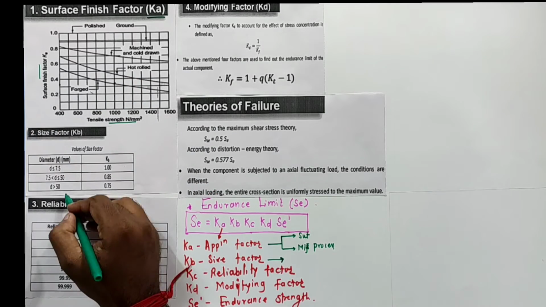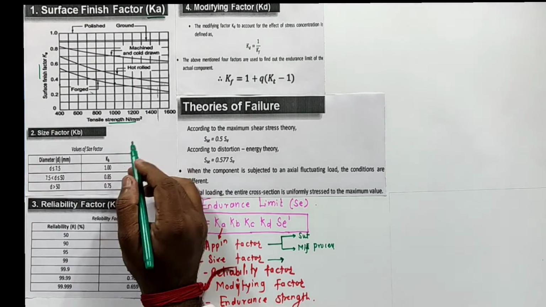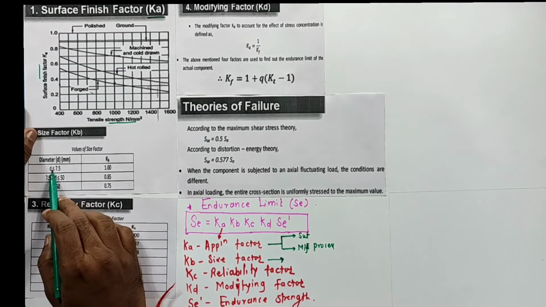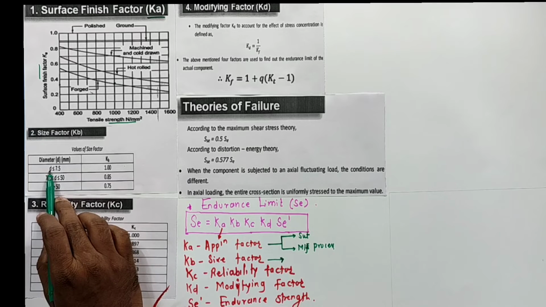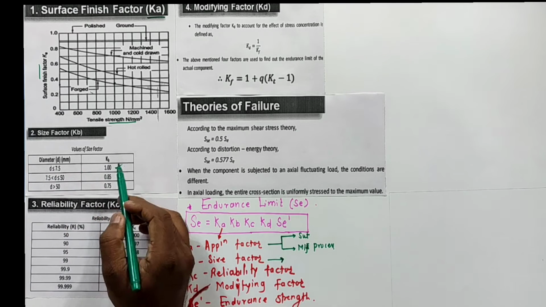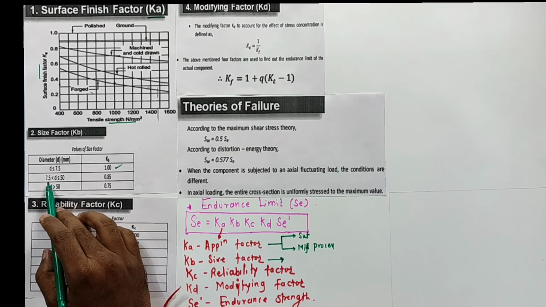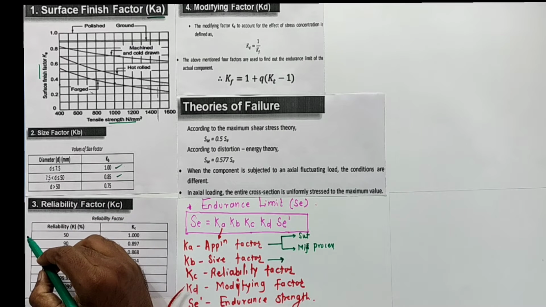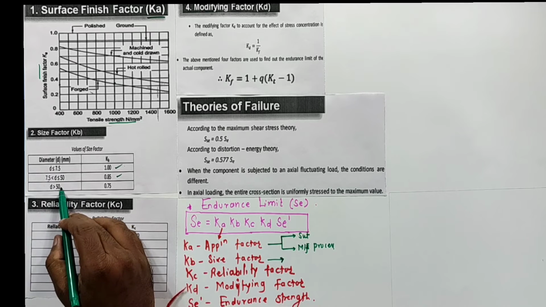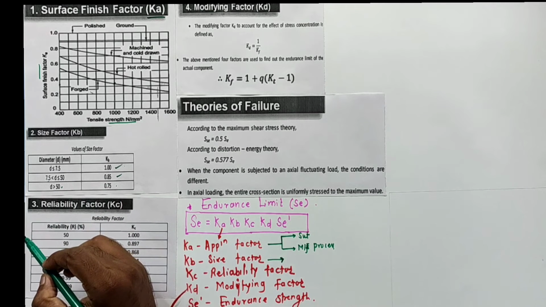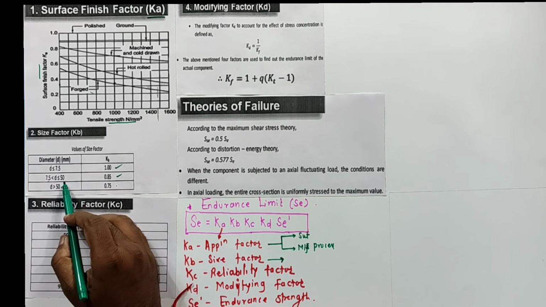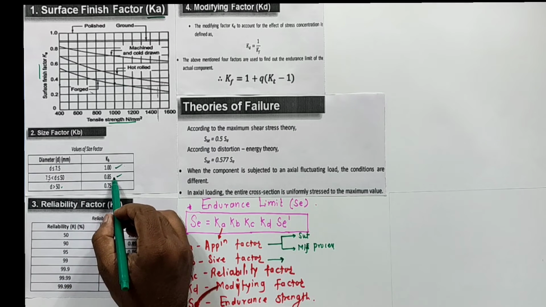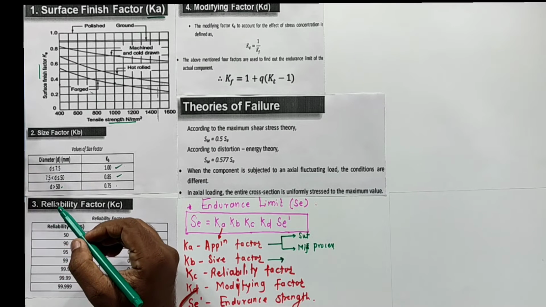KB is nothing but the size factor. It depends on the sizes. Suppose a shaft is used and it has a size of 30 mm. If the diameter is between 0 and 7.5, KB is 1. If the diameter is 7.5 mm to 50, KB is 0.85. If the diameter is more than 50, I have to take 0.75. Here the diameter is 30 mm, so it falls in the second criterion, and I take KB as 0.85. Likewise we need to select.